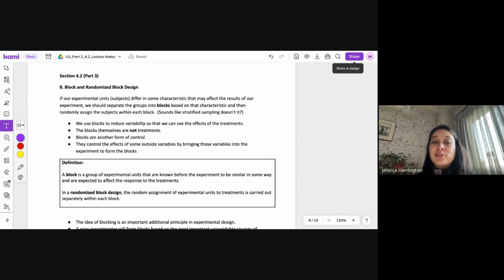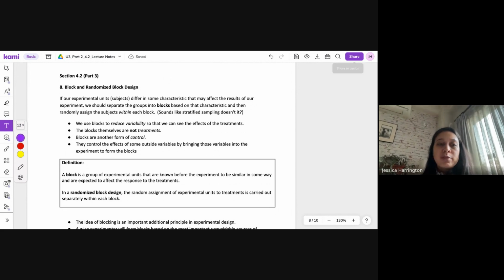So it's very similar to stratified sampling from the first lesson. So blocks reduce variability so that you can actually see the effects of the treatment.